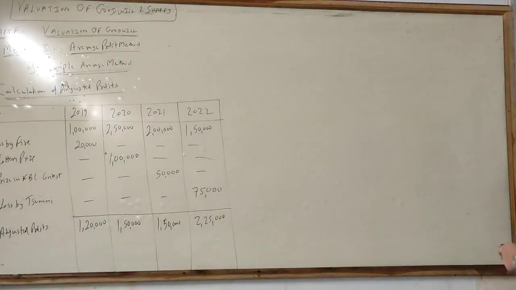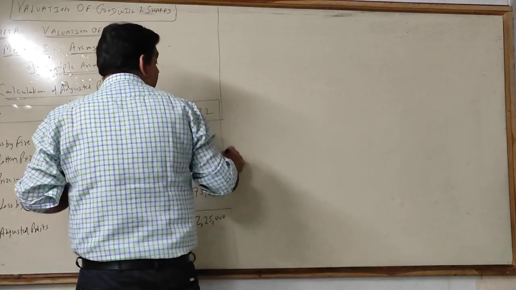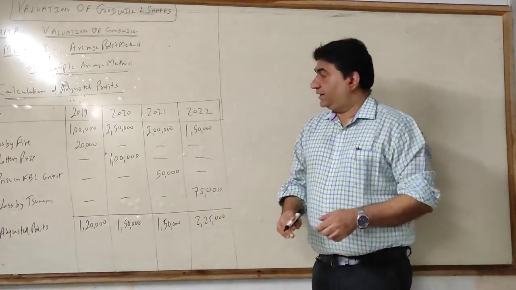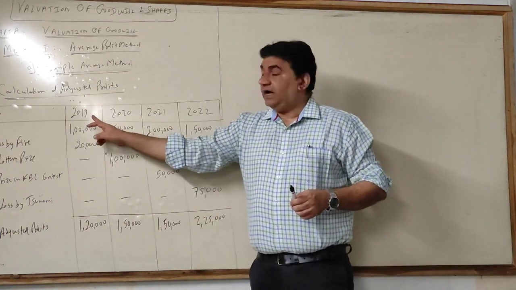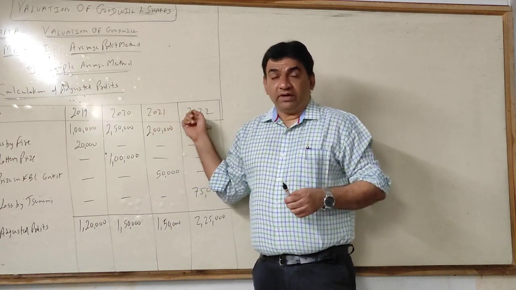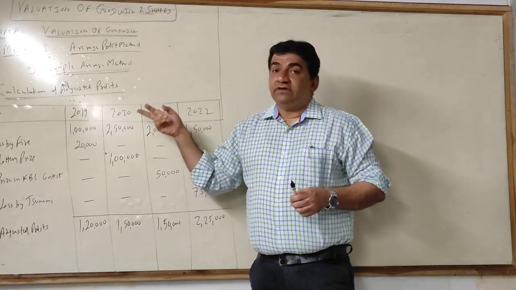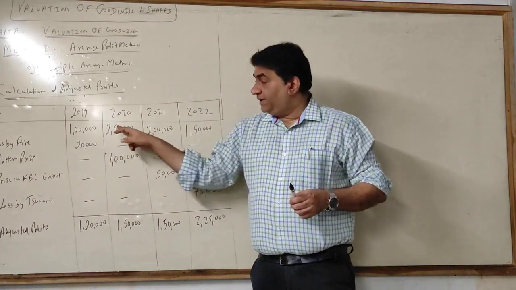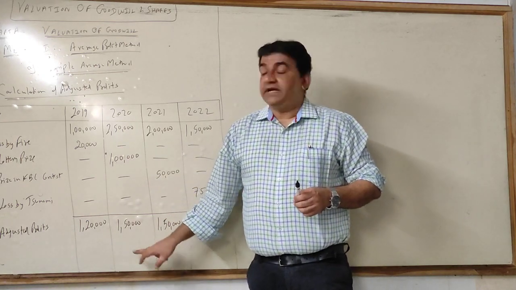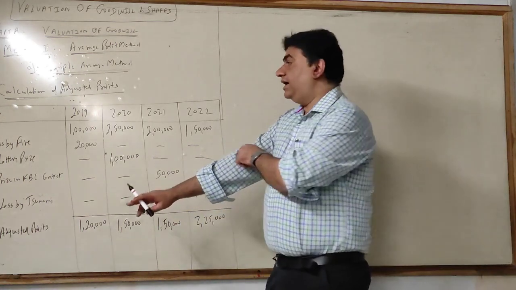Now my next step will be to get the average adjusted profits. Now see how you will get. How many years are there? 1, 2, 3, 4. So first step is get the average. Now when I take the average, it won't be this. It will be the average of the adjusted profits what I got. Okay? Take the next step.